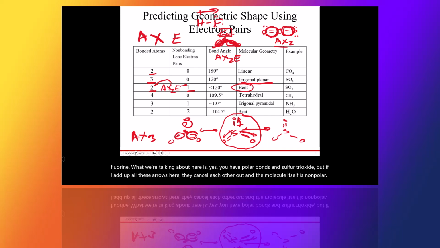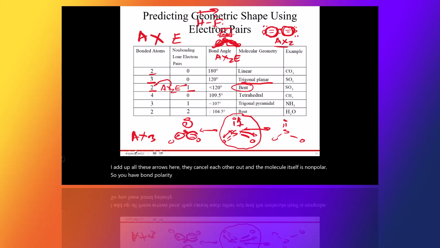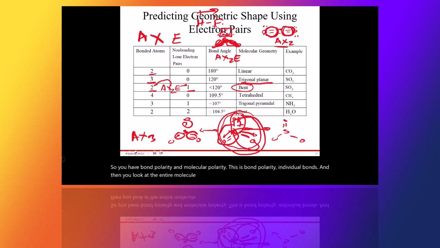So you have bond polarity and molecular polarity. This is bond polarity, individual bonds, and then you look at the entire molecule, that's called molecular polarity, and that's going to be important.